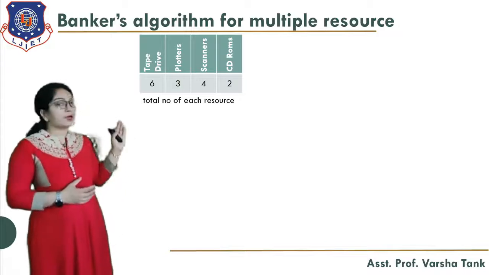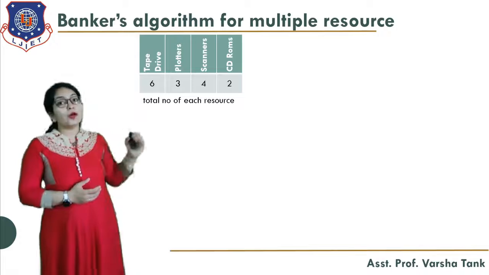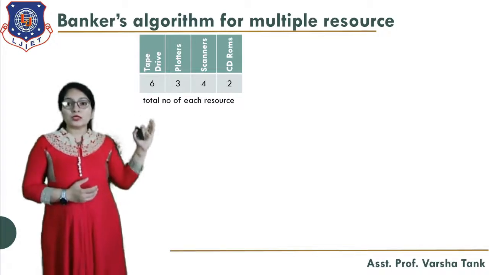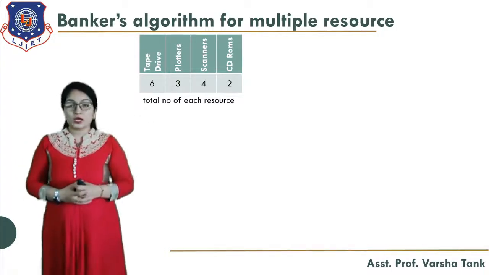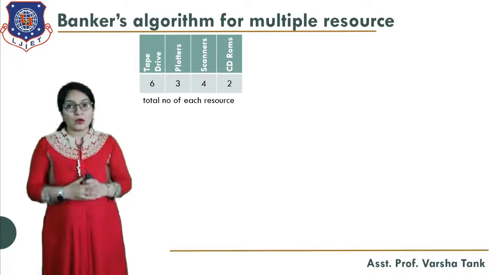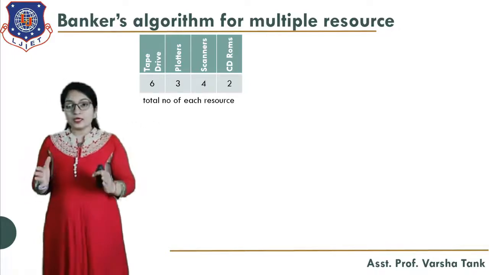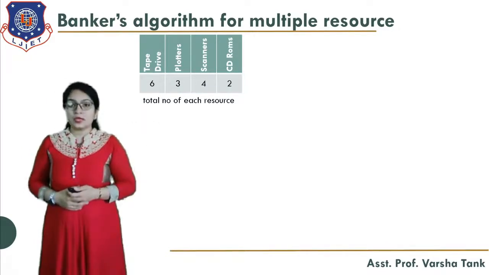Now here you can see this table. In this table we have 4 types of resources, which are: one is tape drives, then plotters, then scanners, and then CD-ROMs. And these are the total numbers of resources that we have. So 6 tape drives, 3 plotters, 4 scanners, and 2 CD-ROMs.